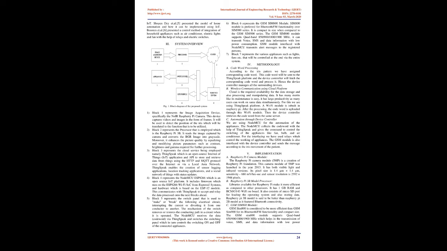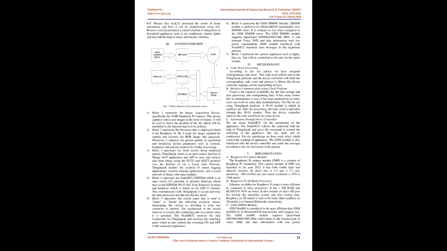5. Block 5 represents the switch panel that is used to make or break the electrical circuit, interrupting the current or diverting it from one conductor to another. The mechanism of the switch removes or restores the conducting path in a circuit when it is operated. The Node MCU receives the data code word via ThingSpeak and switches the switching panel, which in turn controls the switching on and off of the connected appliances.